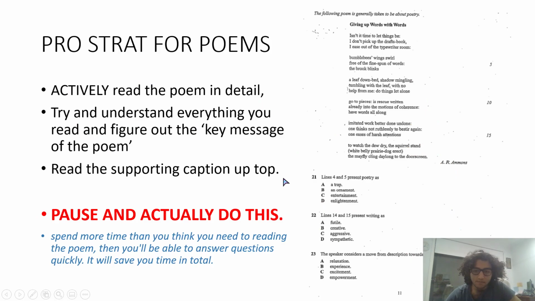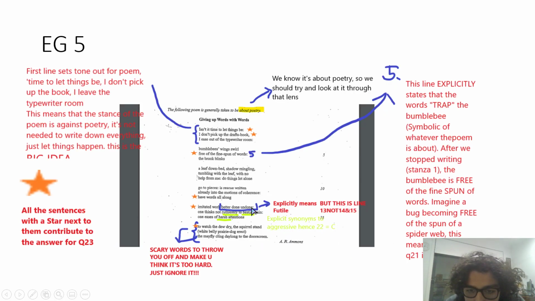Okay, so let's look at question 22, lines 14 and 15, which is: one thinks not ruthlessly to bestir again, one eases of harsh intentions. So that's the next line, right? Present writing as futile, creative, aggressive, or sympathetic. Now, this phrase better done undone, you might be thinking that explicitly means futile. Hey, that's explicit. But no, this is how the AST weeds out people, right? Because you get trapped. They use all these tricks. You think better done undone, imitated work better done undone, that means the writing is futile, right? It's better off it wasn't done.